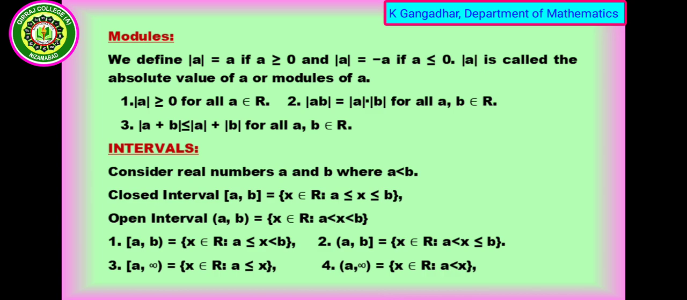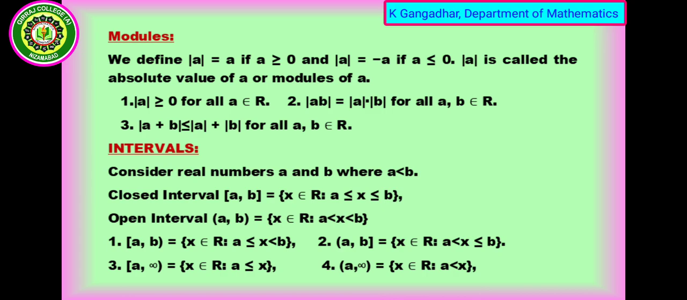So here is one definition: modulus. What is the definition of modulus? Modulus means we write mod x or mod a. Suppose the value is either positive or negative, then we will take the positive. So how do we take that positive? Here is the definition: mod a equals a if a is greater than or equal to 0, and mod a equals minus a if a is less than or equal to 0.